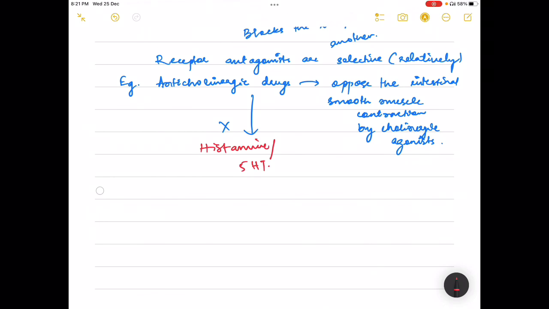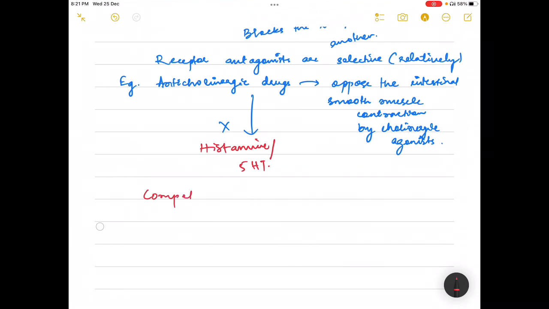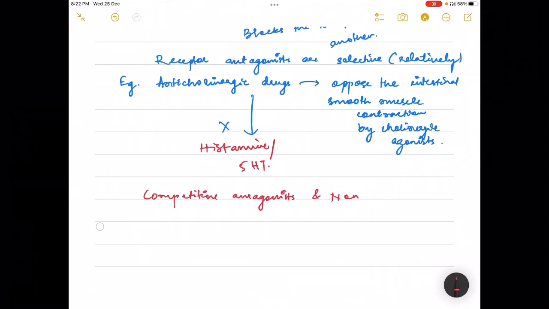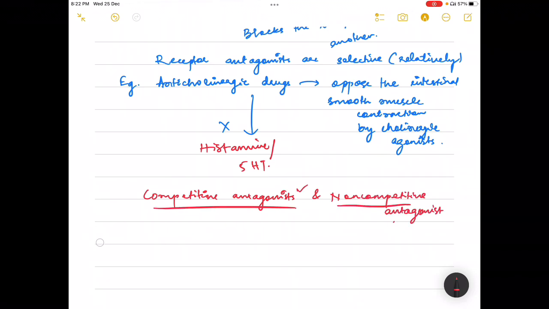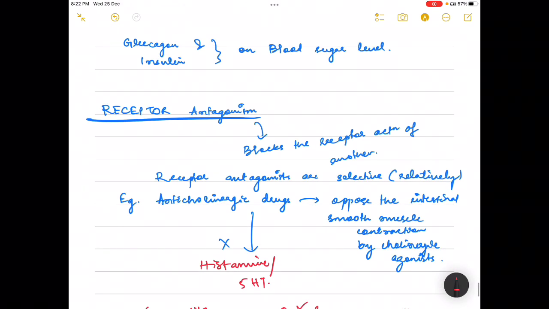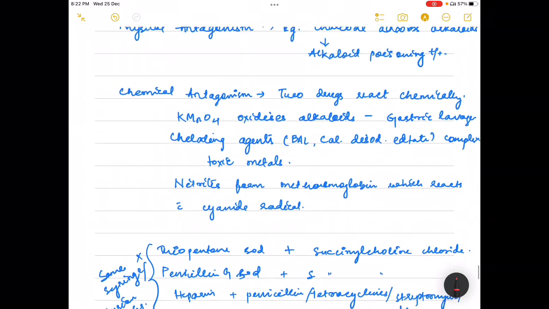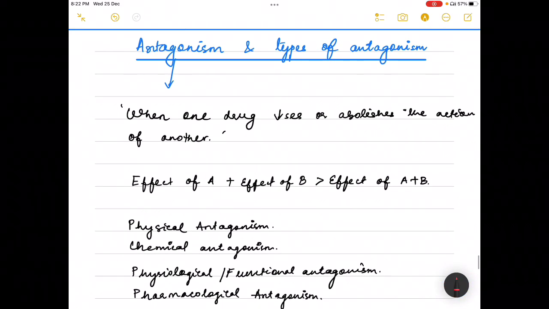Okay. So receptor antagonism, now we can divide it into competitive antagonists and non-competitive antagonists. We'll be discussing the differences between competitive and non-competitive antagonists in a separate video. For now, remember that drug antagonism is when one drug decreases or abolishes the action of another drug. That means the effect of drug A plus effect of drug B will be greater than the effect of drug A plus B.